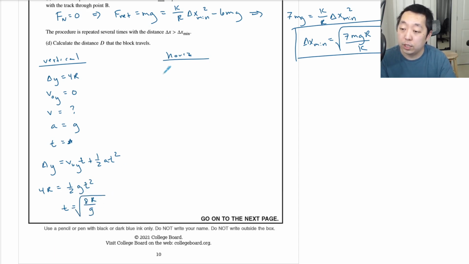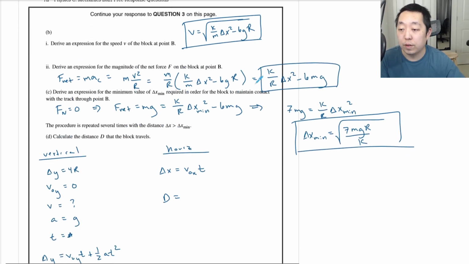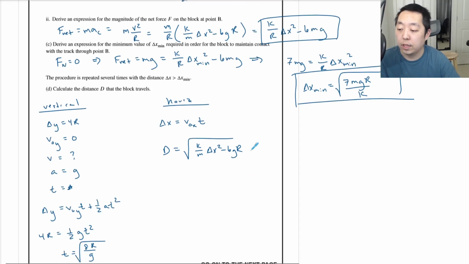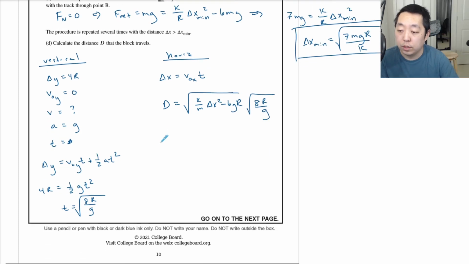And in the horizontal direction, we would just know that delta x is equal to v0x times t. So the distance we travel would be the initial velocity, which we found was the square root of k over m delta x squared minus 6gr, and then times the time, which is the square root of 8r over g. So in this case, you can put everything in the square root and then just distribute. So 8rg times this is going to make it 8kr over mg delta x squared minus, the g's will cancel when you multiply that, so minus 48r squared.